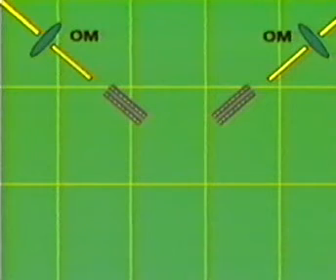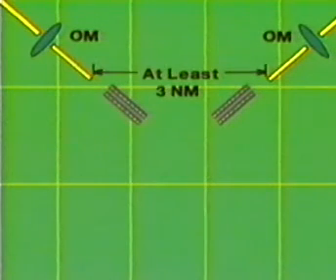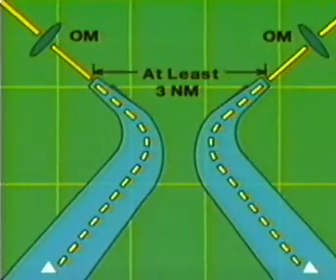In order for these types of approaches to be approved, each runway must have its own separate ILS or MLS instrument approach procedure with non-overlapping final approaches. In addition, the missed approach points must be 3 miles apart. And the missed approach procedures must ensure that the missed approach protected airspaces do not overlap.